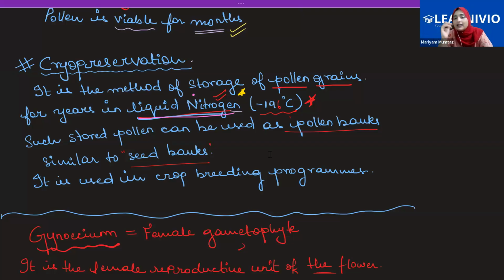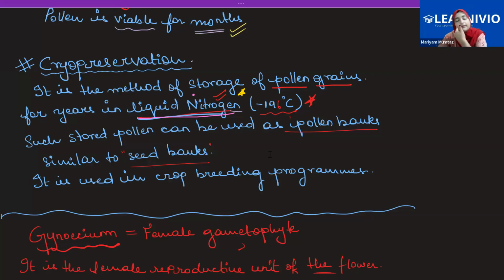Cryopreservation is a technique wherein you take a pollen grain and store it in liquid nitrogen at minus 196 degrees Celsius. They'll be viable for a long period of time. And this is very useful in the crop breeding program. Is it clear? All right. So this was about the male reproductive system.